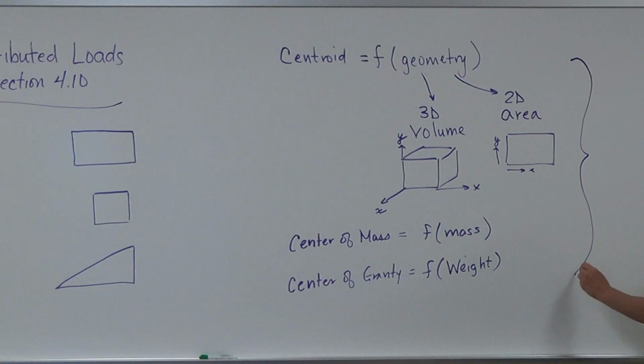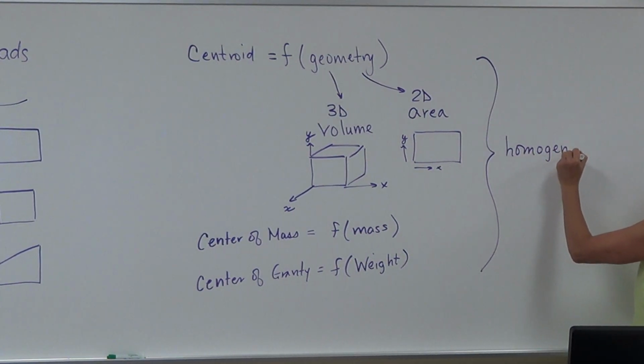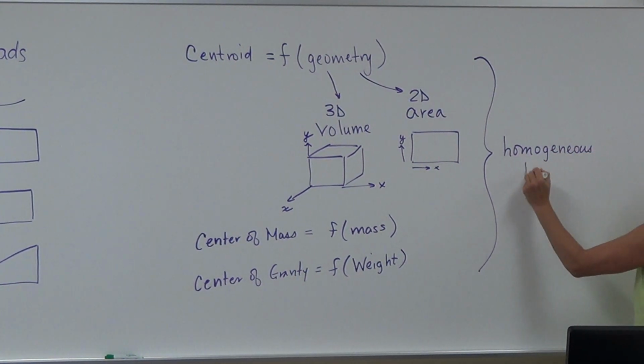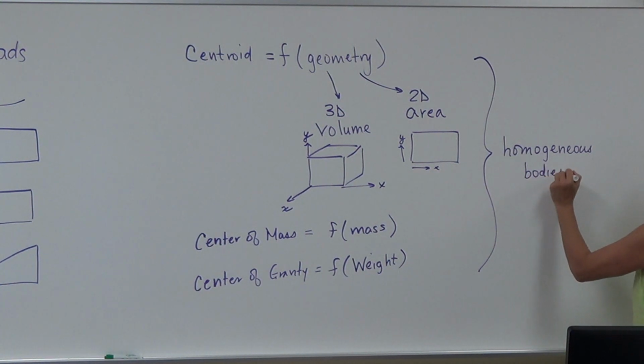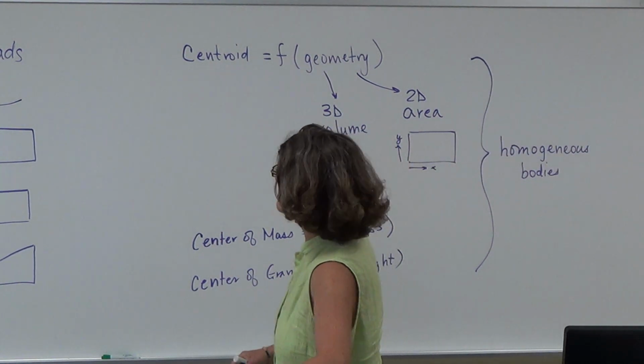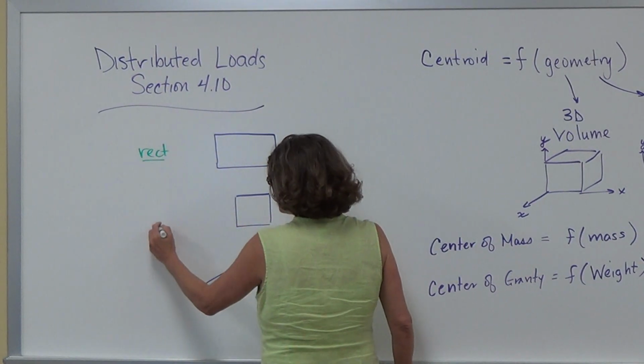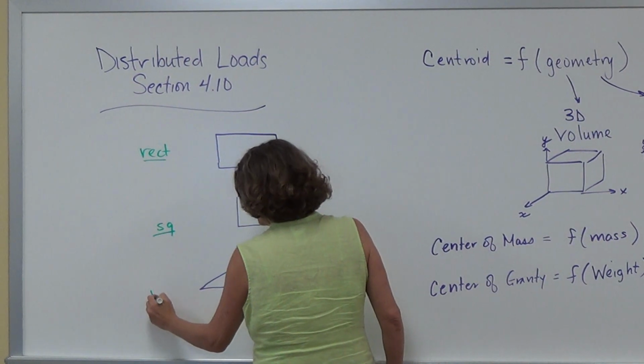And in statics, we're always dealing with homogeneous bodies. So we're really trying to find the physical center. That means the center of mass, the center of gravity, and the centroid are at the same location. So let's go back to these 3 common shapes. We have a rectangle, we have a square, and we have a triangle.